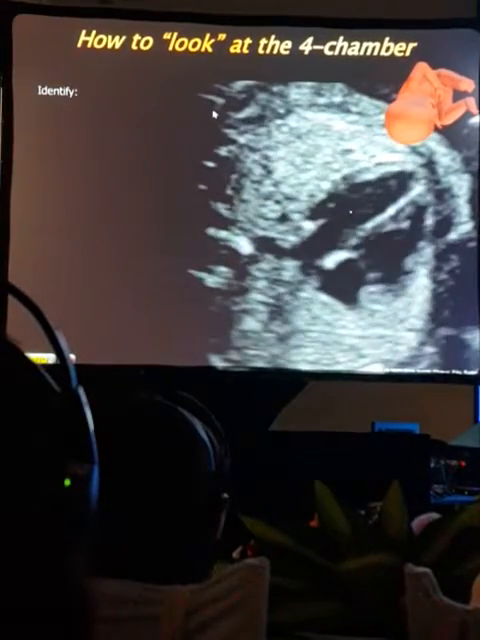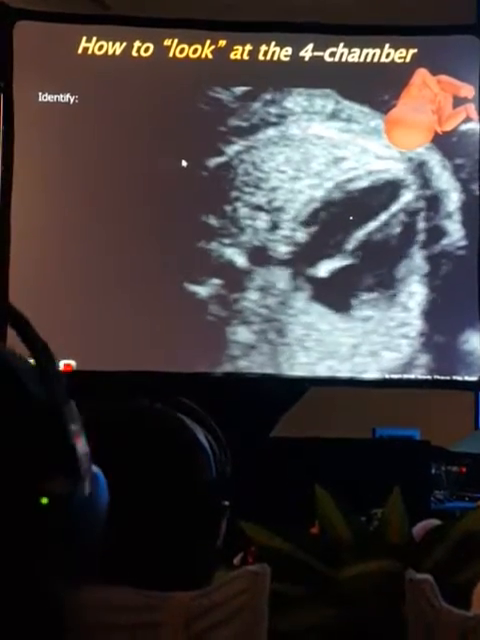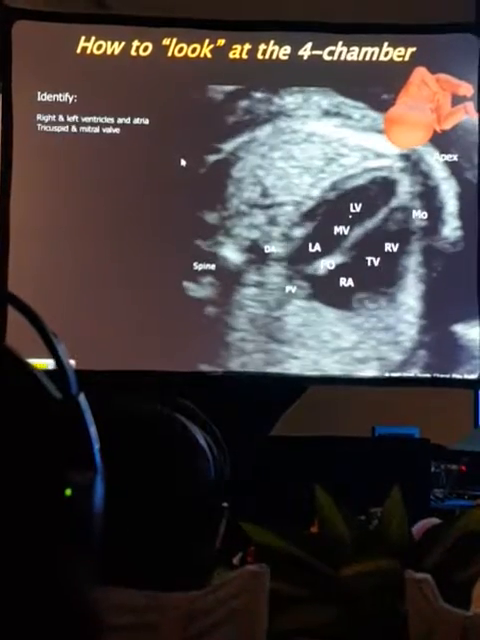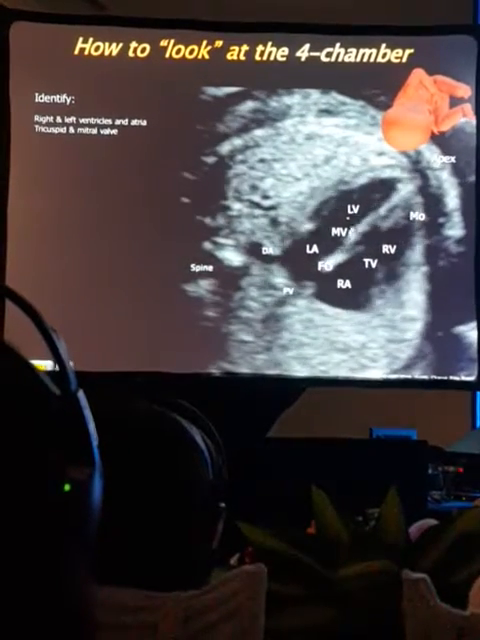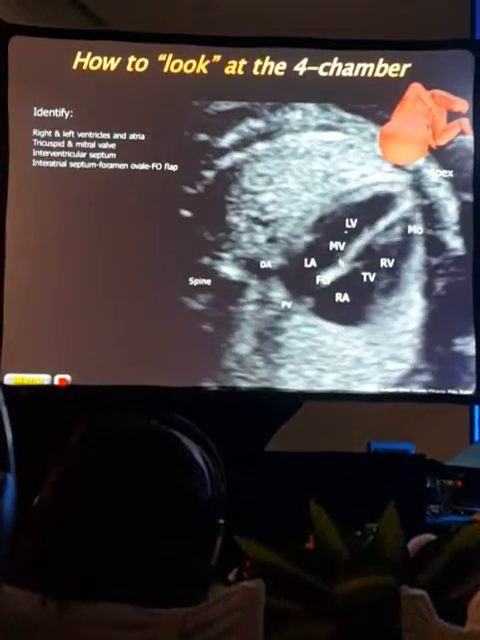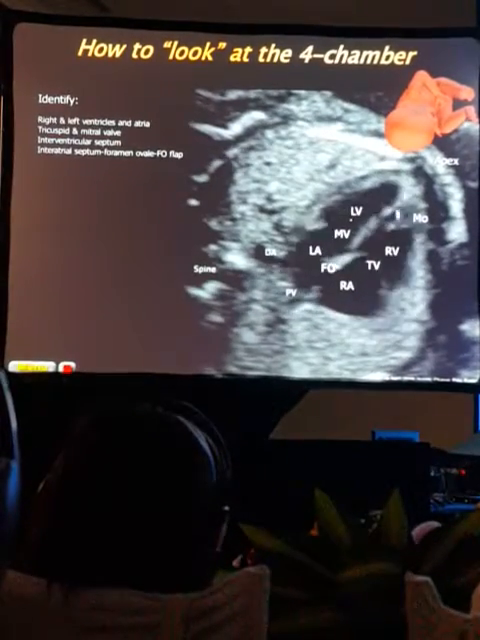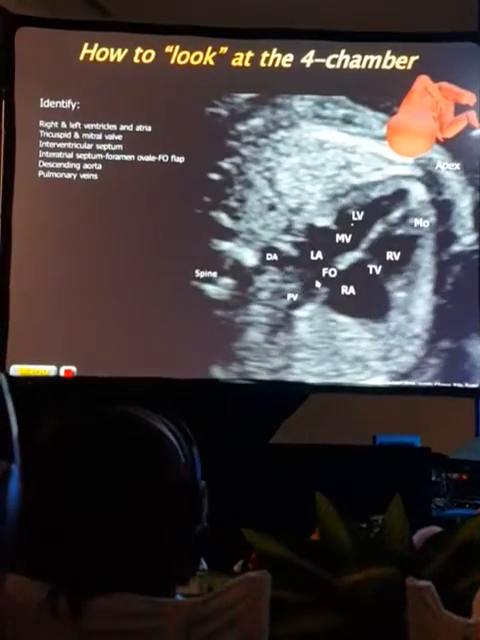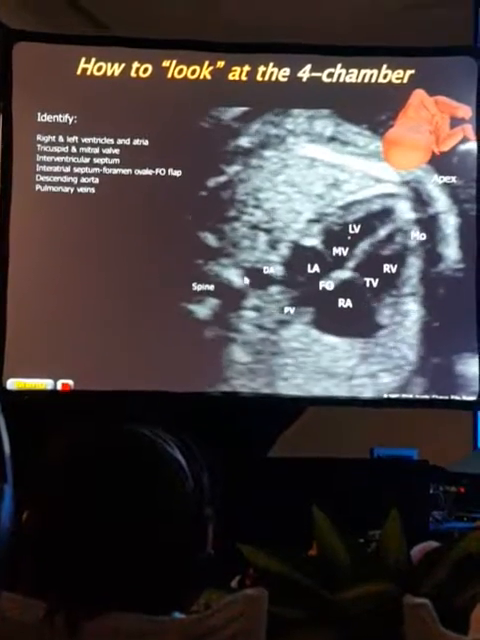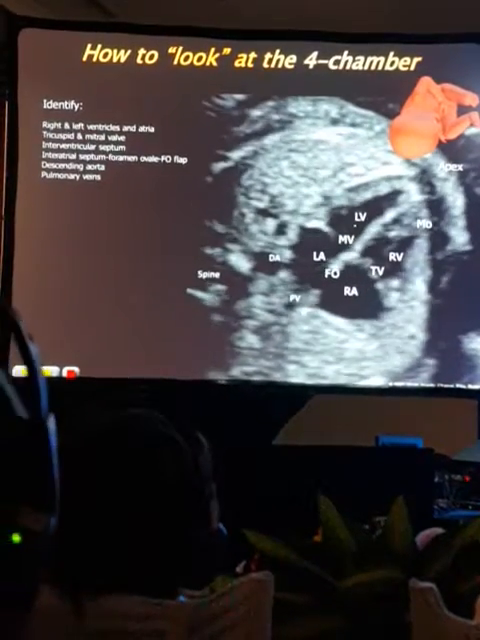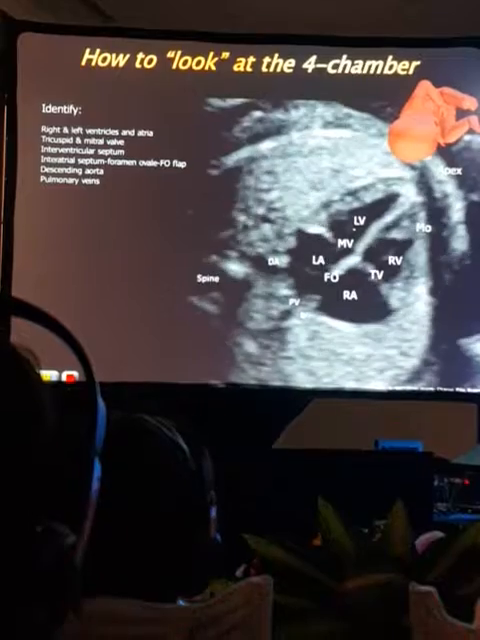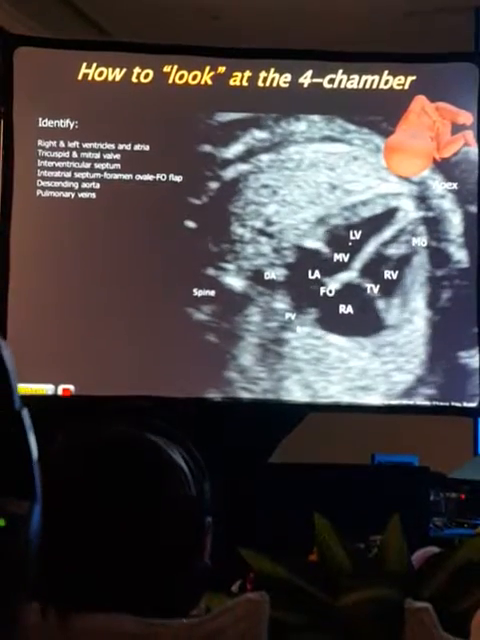So once you have identified the chambers, what do you want to do? Well, first you want to identify the right and the left atria and ventricles, the mitral valve, the tricuspid valve, the interventricular and the atrial septum. You want to see the descending aorta. You want to look at the pulmonary veins. How many of you look at the pulmonary veins every time you do a four chamber?